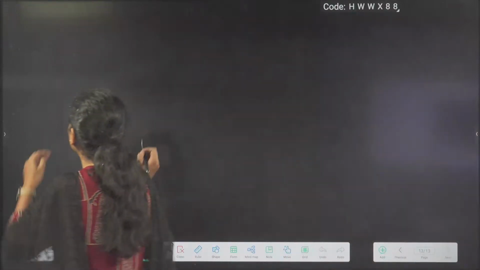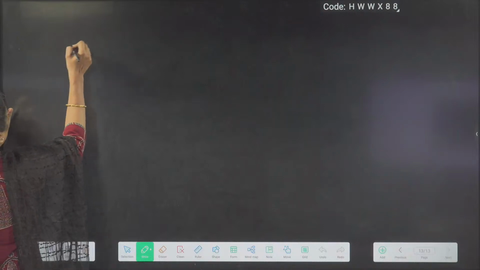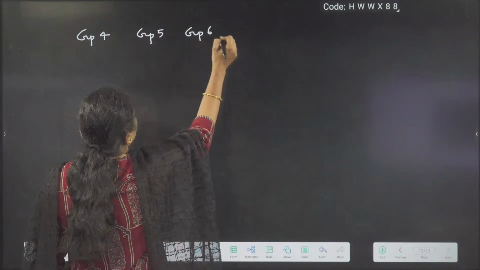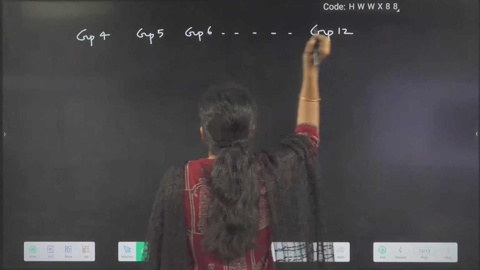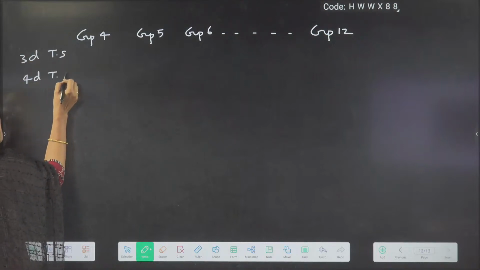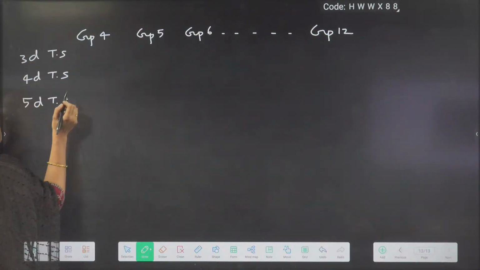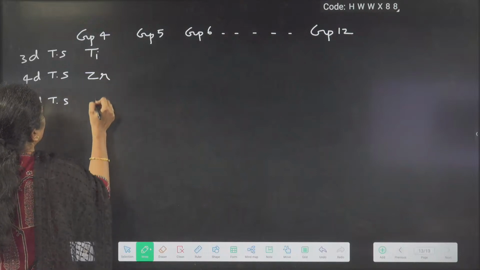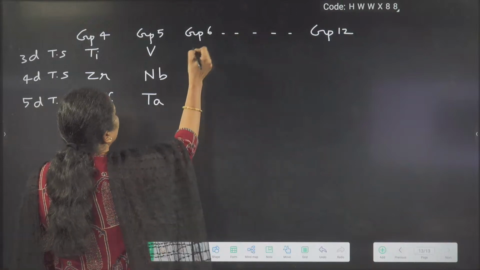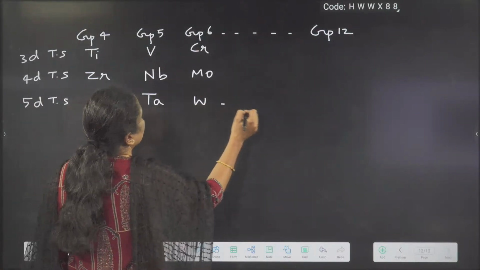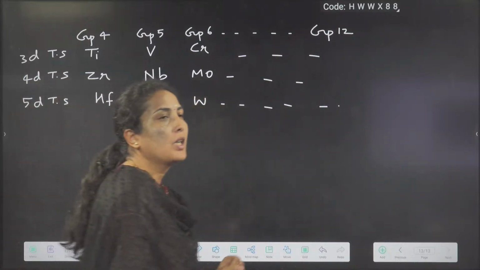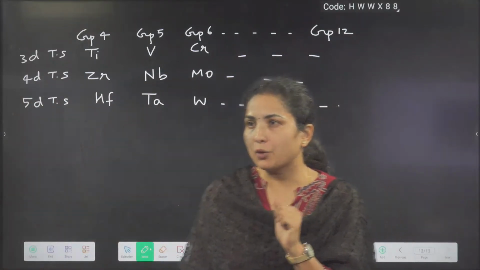Okay, let us go for the last one here. Now, when I talk about group 4, group 5, group 6 up to group number 12, I'm writing 3D transition series, 4D transition series, 5D transition series. You're having titanium, zirconium, hafnium, vanadium, niobium, tantalum, chromium, molybdenum, tungsten, and the elements like that, right? Up to group 12. Mind well, I have not written group 3 over here. Purposely I have not written.